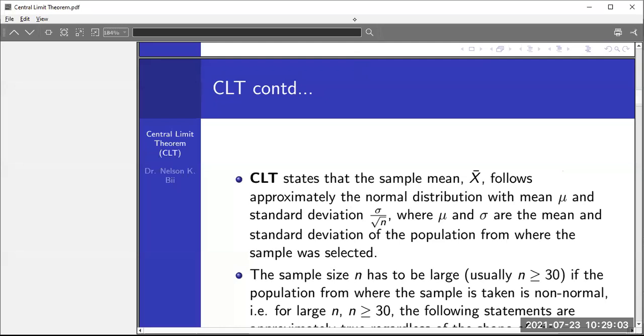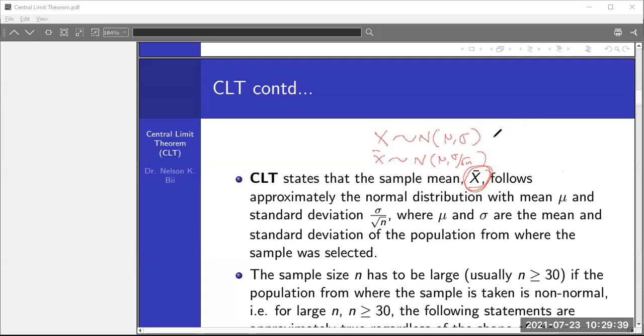The normal random variable x is denoted by, we say x follows a normal distribution with mean mu and standard deviation sigma. Here we are talking about the distribution of the sample mean. So we're saying x bar approximately follows a normal distribution with mean mu and standard deviation given by sigma by the square root of n. That is what we are saying.